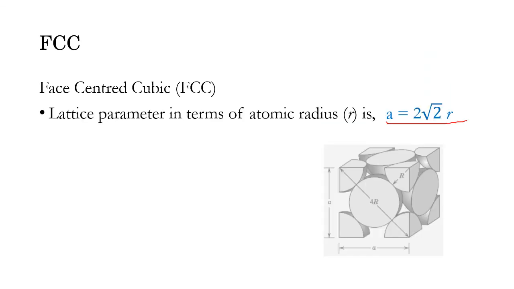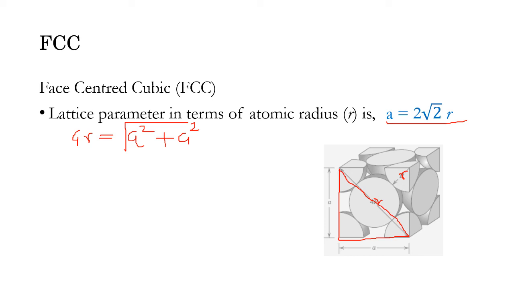To derive this relationship, we are going to apply the Pythagoras theorem to the right angle on any one of the 6 faces, and by applying the Pythagoras theorem we get (4r)² equals a² plus a². In the image, capital R is used to represent the atomic radius, but we are using small r, so this should be small r. 4r is the hypotenuse, and its square equals the sum of squares of the lengths of the sides.